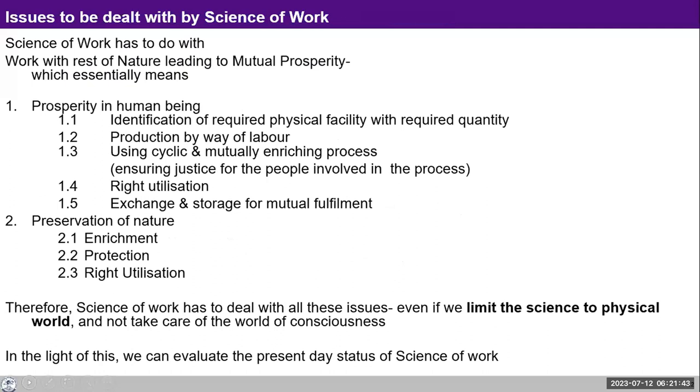So we said that science of work has to do with working with the rest of nature so that there is mutual prosperity. Mutual prosperity means prosperity in the human being, which includes all of these that we talked of: identifying how much we need, first of all, producing by way of labor using cyclic mutually enriching processes, rightly utilizing what we have, and then proper exchange and storage. All of these points are important for the prosperity in the human being. And when we come to preservation of nature, enriching, protecting, and rightly utilizing the nature. So science of work has to do with all of these.